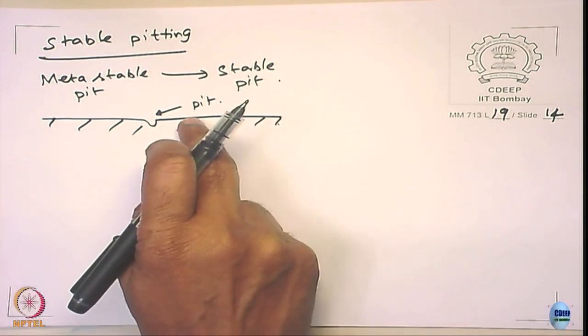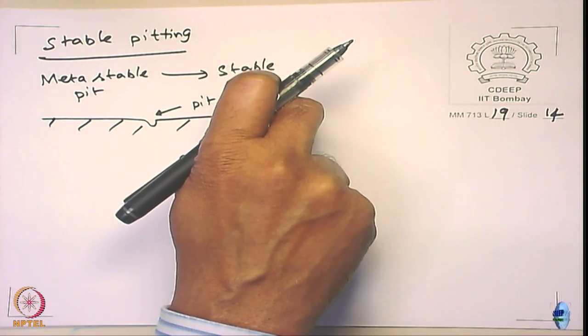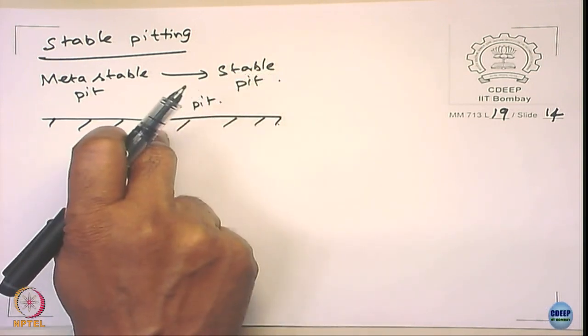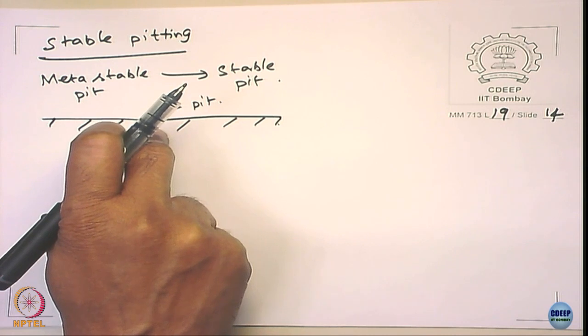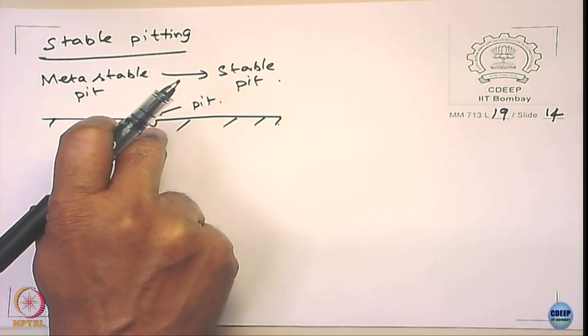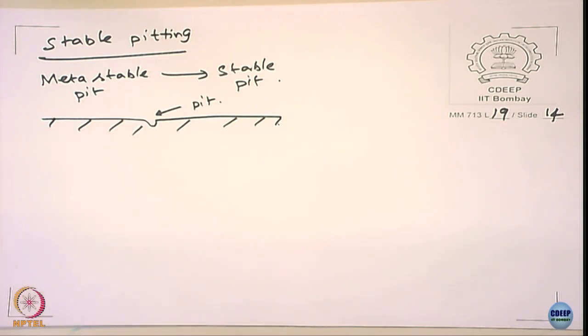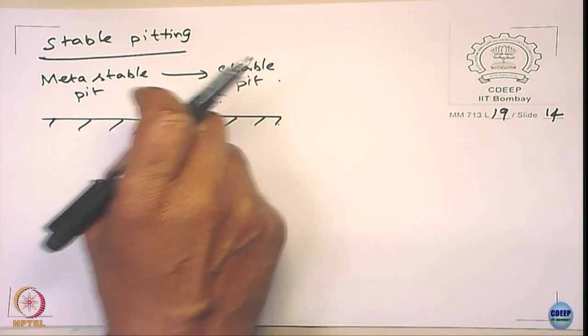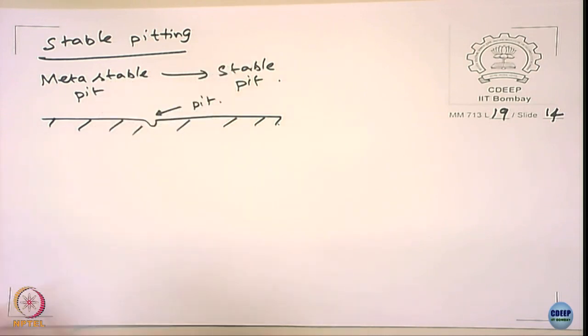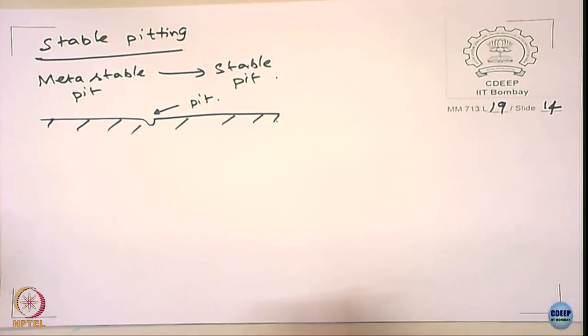What makes the pit stable, right? The pit can re-passivate, that means it can form the film, that means the pit becomes unstable, or the pit will continue to dissolve and grow, that means the pit becomes stable, right. So what makes this pit stable? Now, there are several theories. We will make it very brief and somewhat simple.